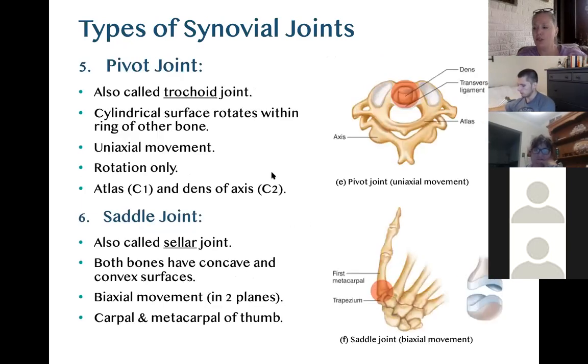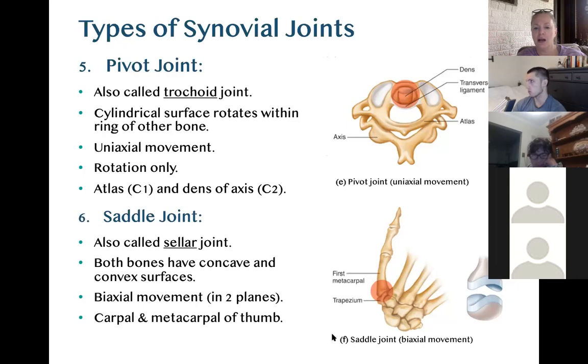Then you have pivot joints, and this is like our atlas and our axis. So it's going to allow for rotation. You have your axis down here that has the pivot point on it, and your atlas will rotate around it. Again, uniaxial, just moving in that rounded motion.